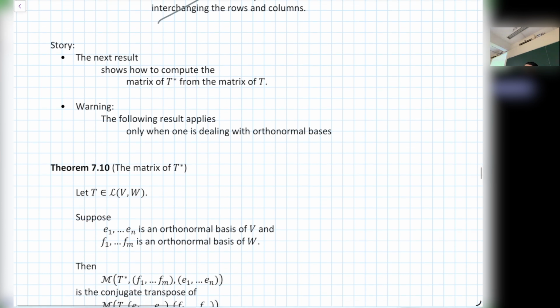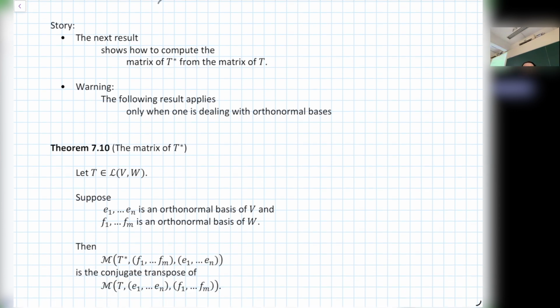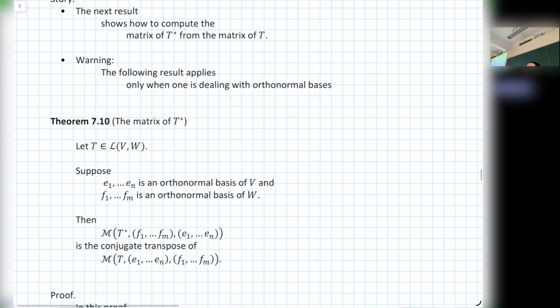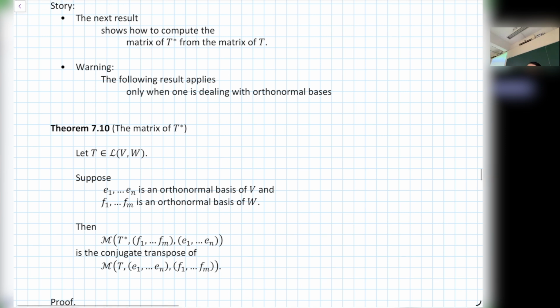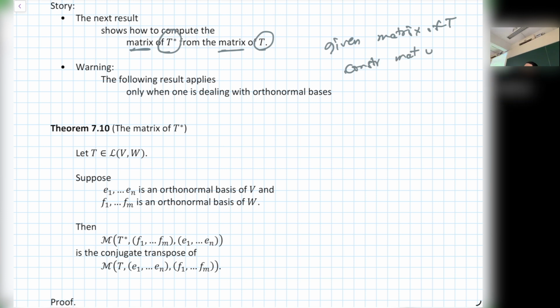Okay. The next result, we reached 7.10 in the last 5 minutes. At least we can state it. If I'm not able to do the proof, I'll give you a recording. The following result shows how you compute T star given its matrix. Given the matrix of T, how do you construct the matrix of T star? That is what we're going to do.